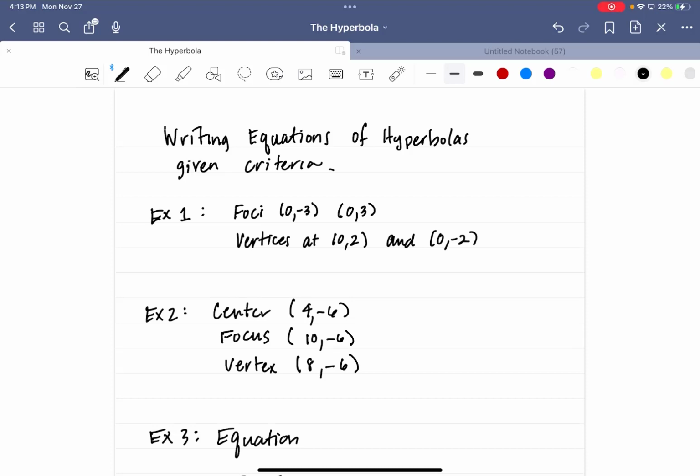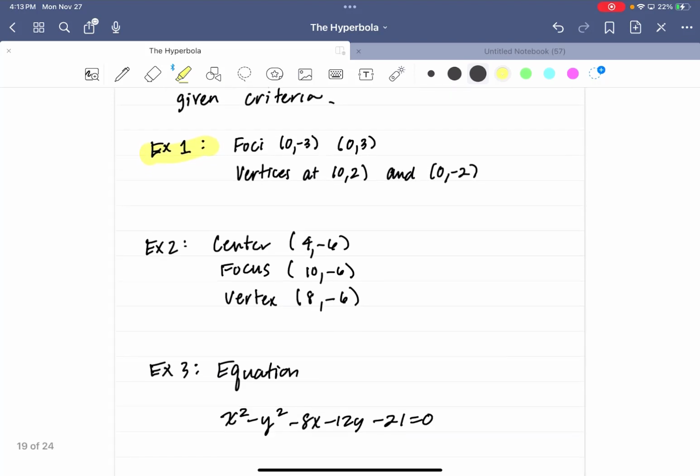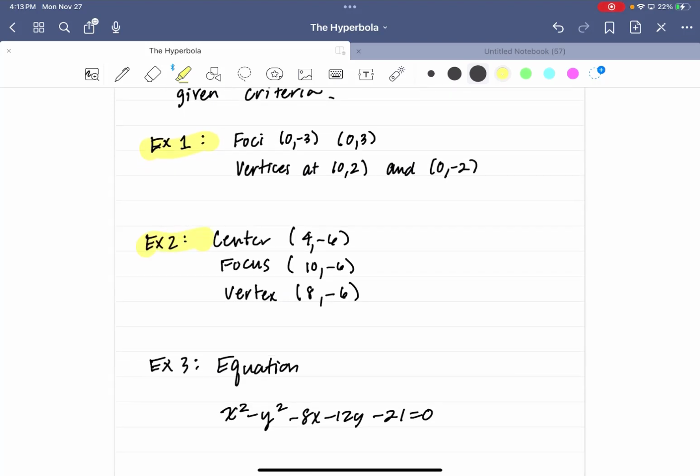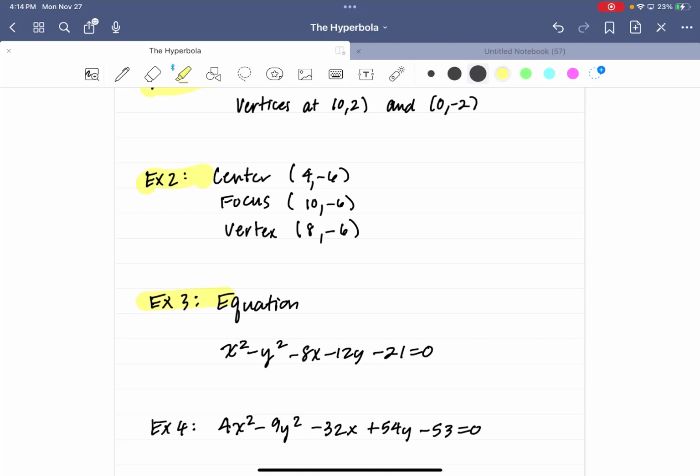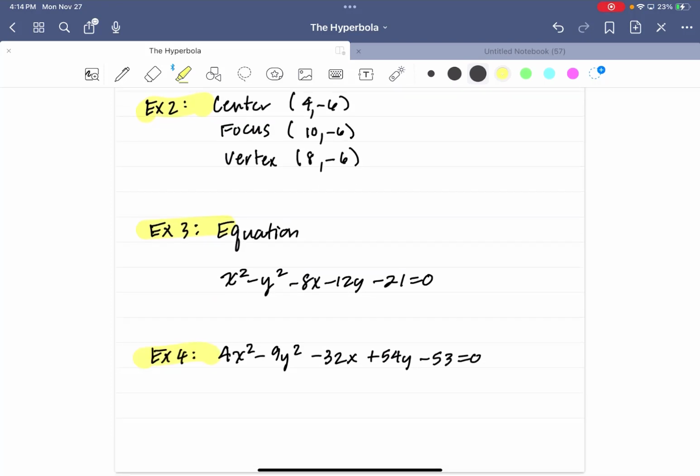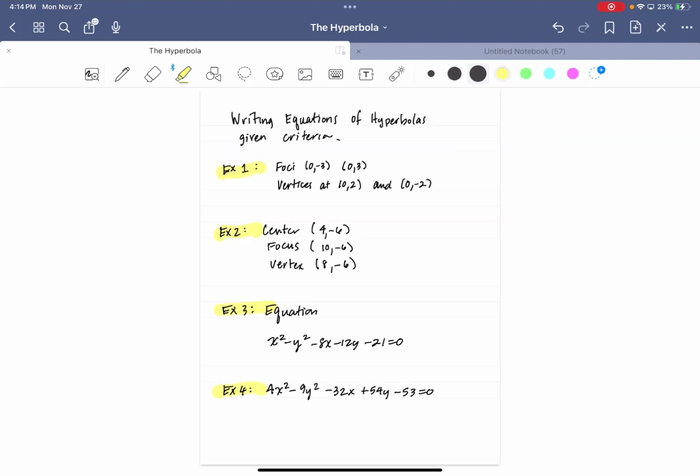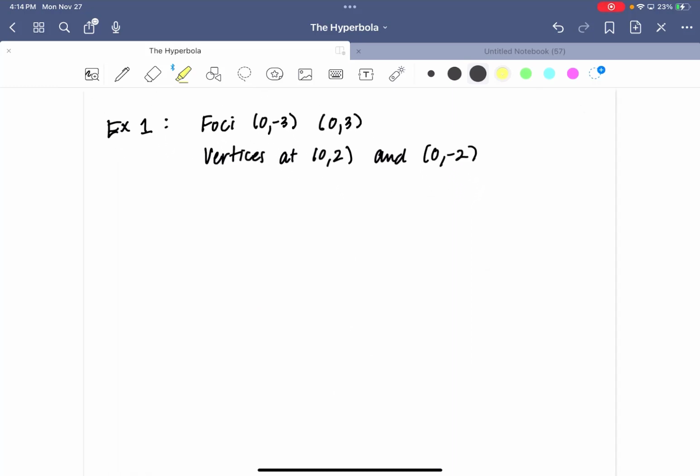So now we're going to take a look at writing equations of hyperbolas given certain criteria. For example, example 1, given the foci and given the vertices. Example 2, given the center, one focus, and one vertex. Example 3, given an equation that's not in hyperbola center format, one that's multiplied out. And example 4 is the same kind of equation. Once you get the equations, of course, you can graph these hyperbolas as well.